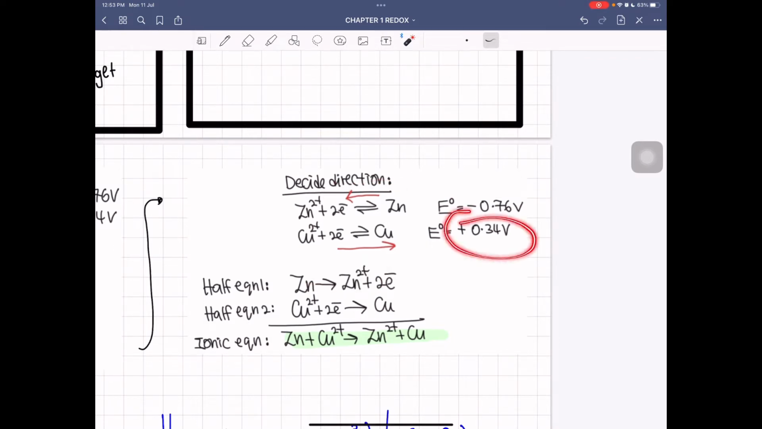And this one is more positive, right? So being more positive, it gains. And it makes sense anyway, because if it's more positive, it gains electrons, right? Okay, so it's like that.